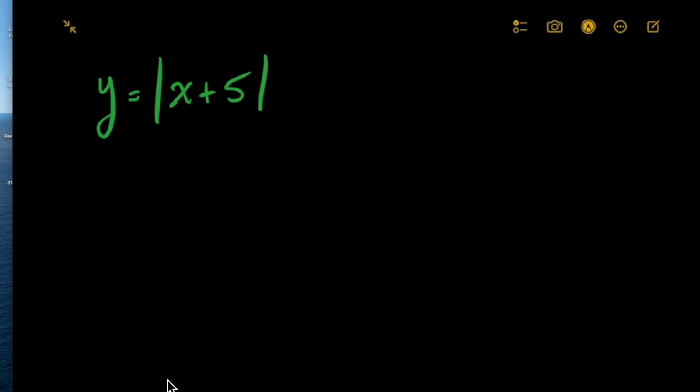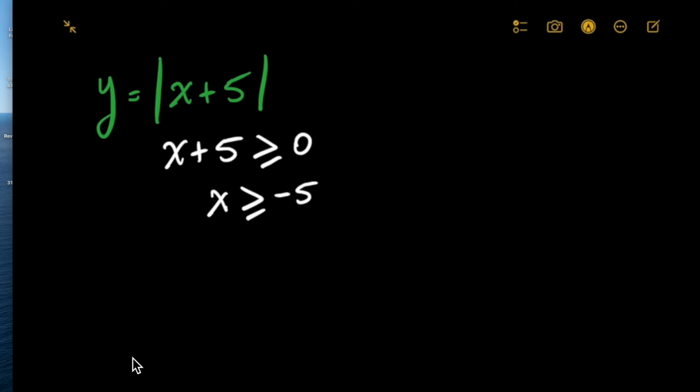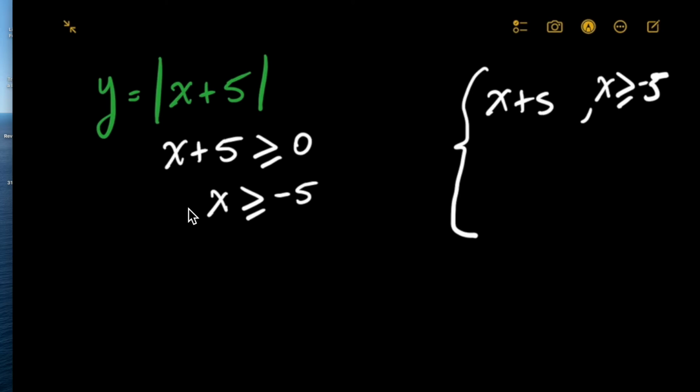Let's look at this second example, and again, I'm going to do it both ways. First, the way I like to do, I'm going to set x plus 5 to a positive value. I'm going to solve for x. X is greater than or equal to negative 5. And since I set this to a positive value, namely greater than or equal to 0, I'm going to use this exact function when x is greater than or equal to negative 5. So let's go ahead and build our piecewise function. So when x is greater than or equal to negative 5, I'm going to simply use x plus 5.